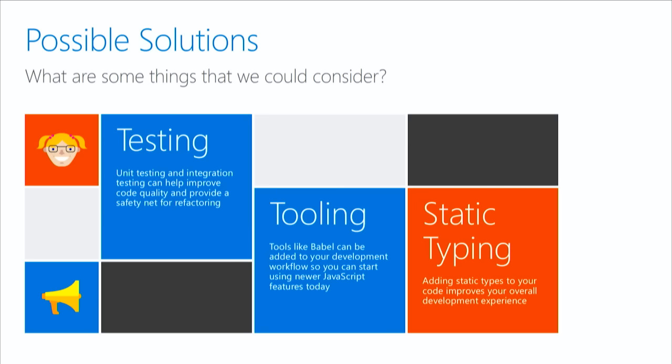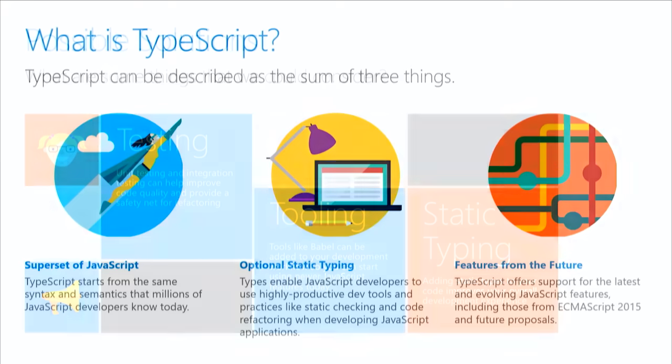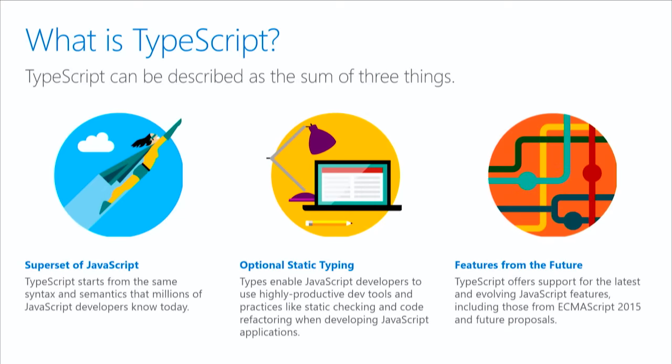And we could also consider adding static typing, which leads right into TypeScript. Static typing really helps light up things inside our development and our editing experience. But what is TypeScript? Well, TypeScript can be described simply as the sum of three things. First of all, it's a superset of JavaScript. TypeScript is not trying to inherently change what makes JavaScript great. So TypeScript starts from the same syntax and semantics that JavaScript has today. And then it adds on top of that to do the things that it needs to do, like add optional static typing.